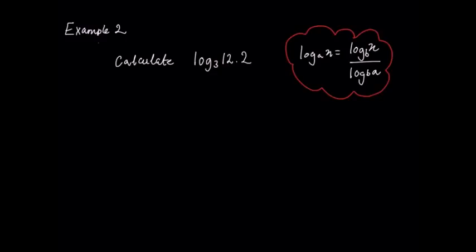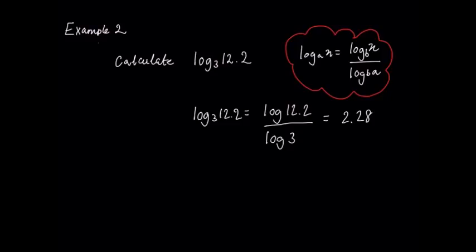It's just a simple case to apply this rule then. So we can write log to the base 3 of 12.2 is equal to log of 12.2 divided by log of 3, and that works out at 2.28, correct to 2 decimal places.